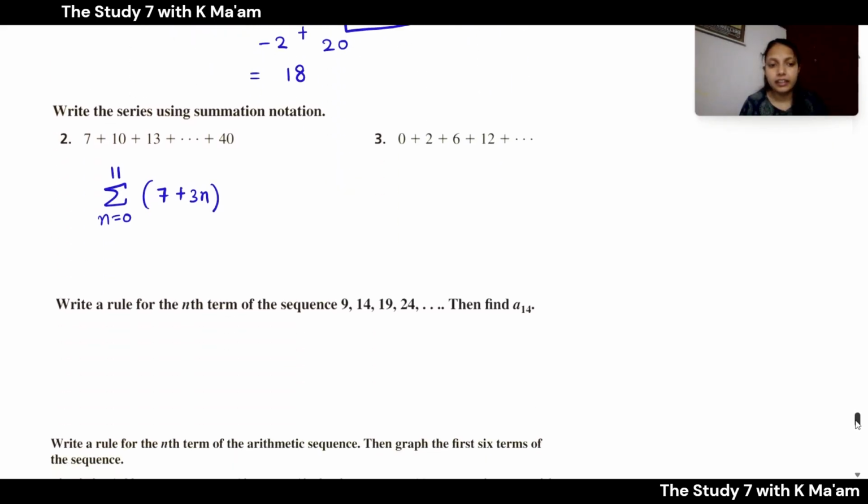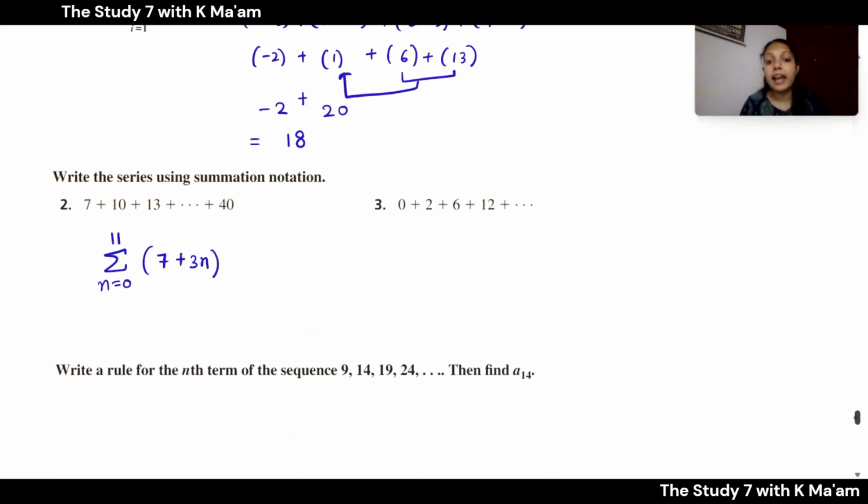Next, write a rule for the nth term of the sequence. This is the sequence provided. We have to write its nth rule. Nth rule means the general formula from which we can calculate any term of the given sequence. After that, we have to use the formula and calculate the 14th term.